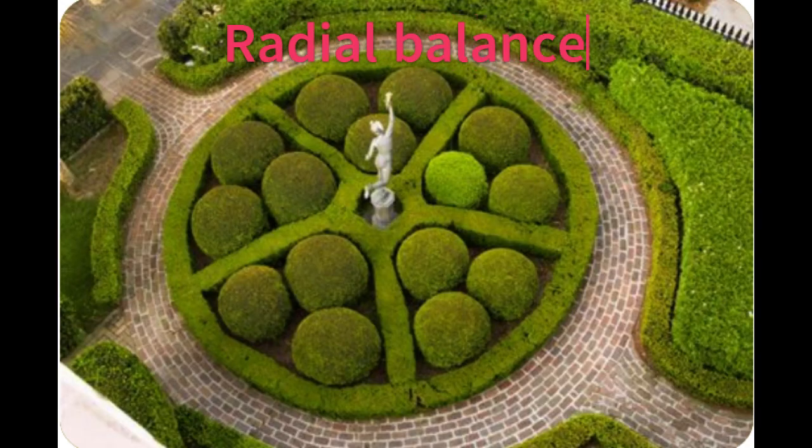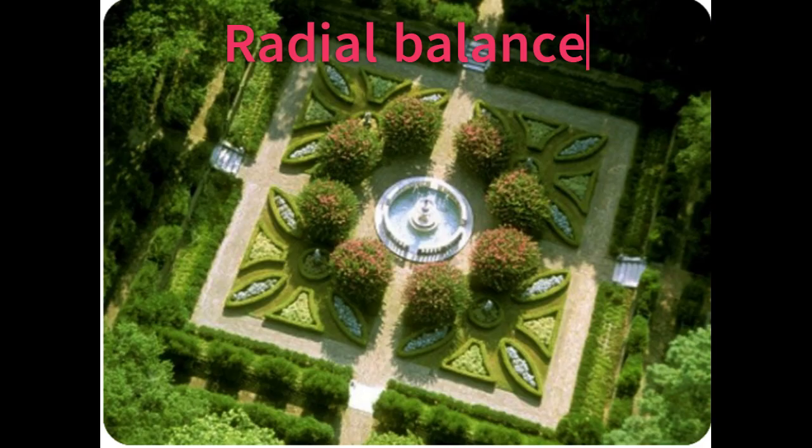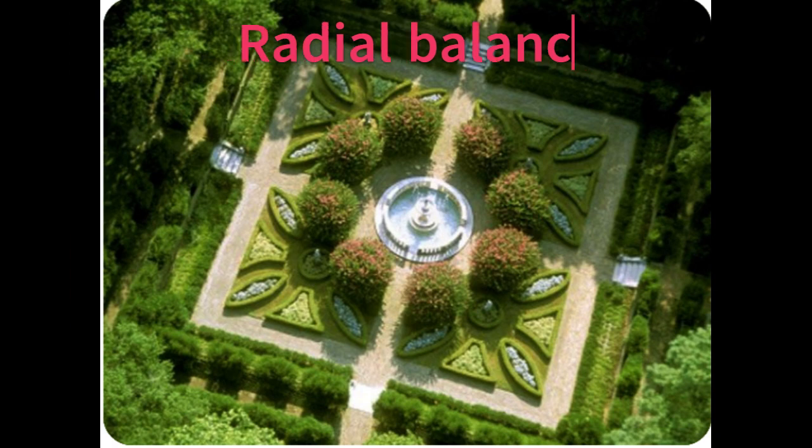Radial balance or radial symmetry is the equal visual weight of elements at equal distance from a central point. The central point serves as the focal point. It creates a feeling of movement. It is used in formal gardens.